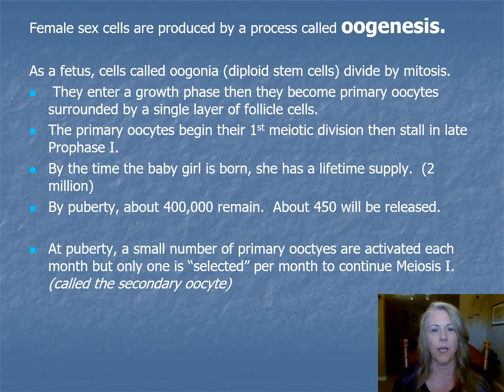At puberty, a small number of these primary oocytes are activated each month, but only one is selected per month to continue meiosis 1. That's also called the secondary oocyte. Pretty wild. That might be a new concept to you, that when the baby is born, they have all of the eggs that they're going to have. And even by puberty, they have 400,000 left. That's quite a bit, right? 450 throughout their life will be expelled, ovulated.